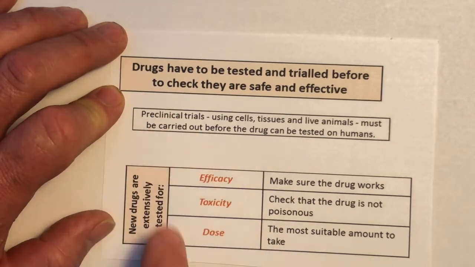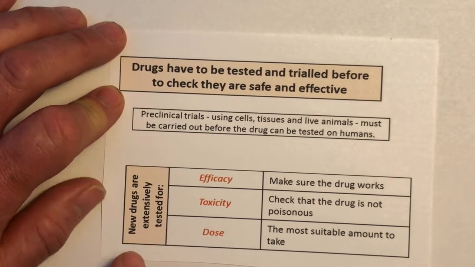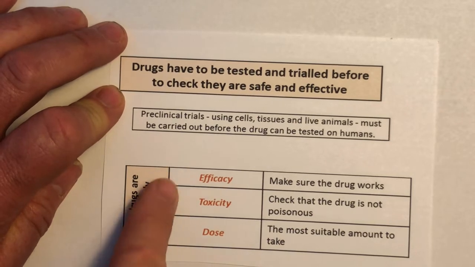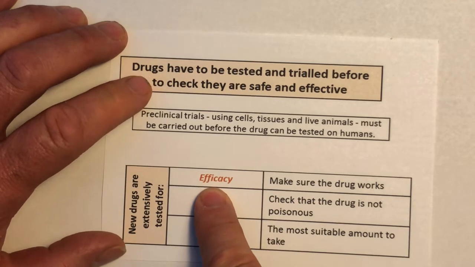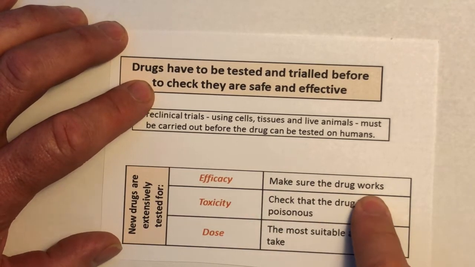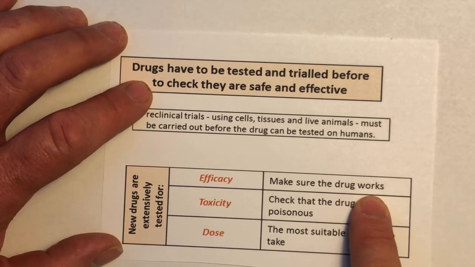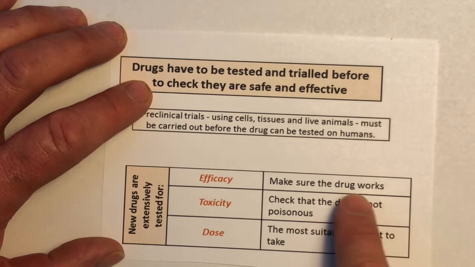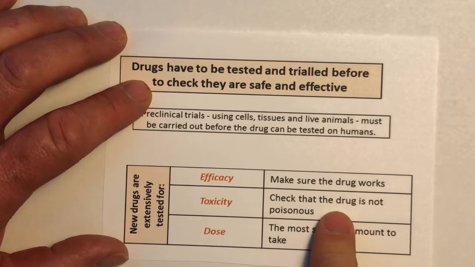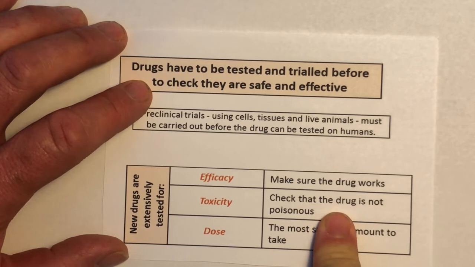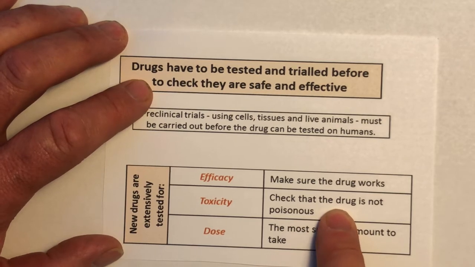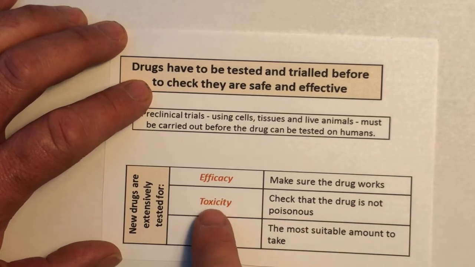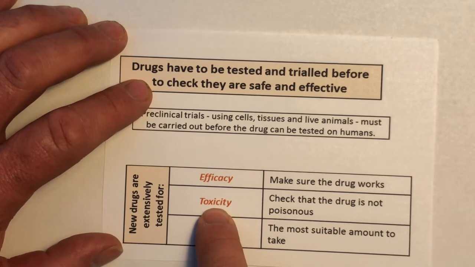Now, before we talk about preclinical trials, new drugs are extensively tested for 3 main things. Firstly, efficacy. What efficacy means is making sure the drug works. Like I said before, there's no point in taking a drug if it doesn't work. What's the point in taking a pain relief drug if it doesn't take away the pain? Toxicity: check that the drug is not poisonous. You could take the most wonderful pain-killing drug in the entire world, but if it kills you, there is no point in taking that drug. So they have to look out for toxicity.